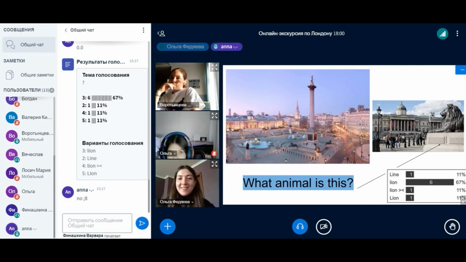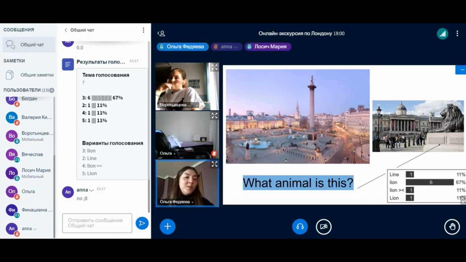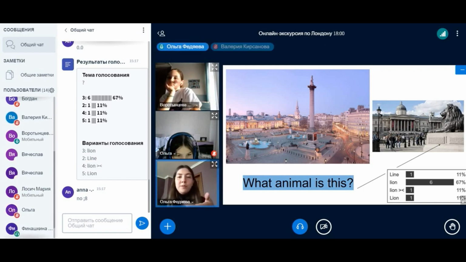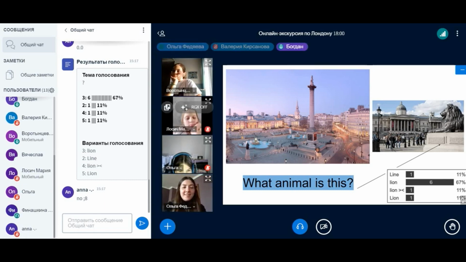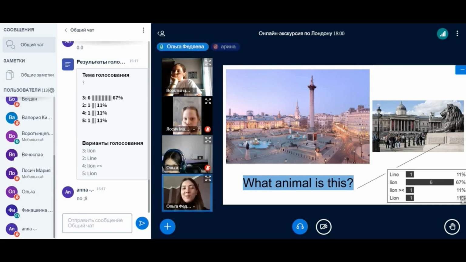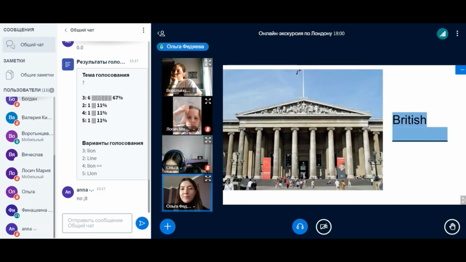I don't like selfies. Okay, I see. Masha, do you want to take a photo with this lion? Yes, I want. Okay, good. Valeria, how about you? Yes. Okay, Bogdan, do you want to have such a photo? Yes, I do. Okay, good. And Arina? No. Okay. So two people don't want to take this photo. Okay. Why not?